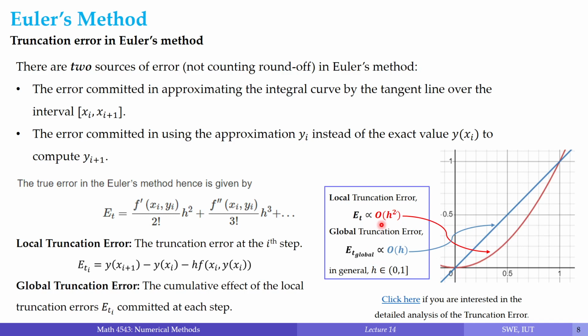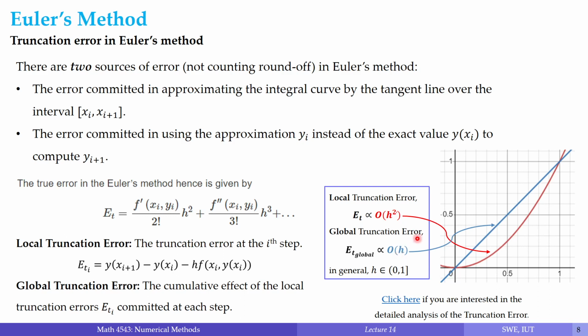So long story short, the local truncation error is directly proportional to big O of h squared, an order of h squared, and the global truncation error is proportional to big O of h. Now you might think, why is the local truncation error of higher degree compared to the global truncation error? It only makes sense that the global truncation error will be higher, right? Because it is accumulating the local truncation error at each step.